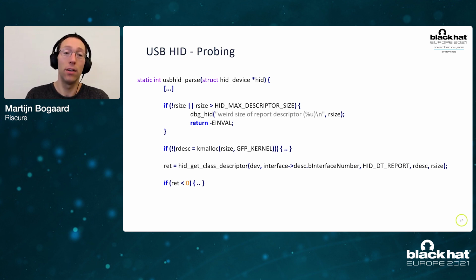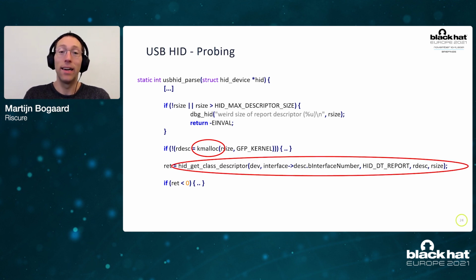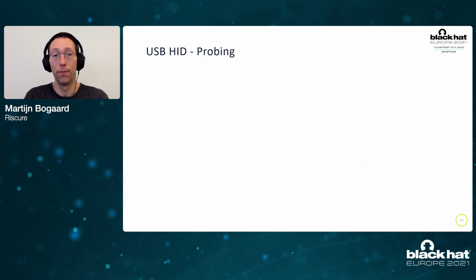One of the main functions that is doing the probing is the USB HID parse function. The USB HID parse function will first request the HID descriptor, and the HID descriptor will have the size of the report descriptor, which is then stored in the rsize variable. Then it will start allocating memory for storing the report descriptor and actually call the corresponding function to retrieve the report descriptor from the device. This is done by the HID get class descriptor function.